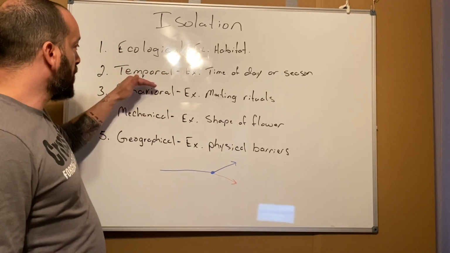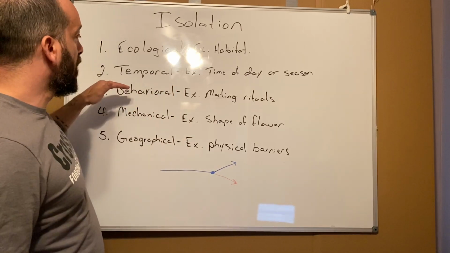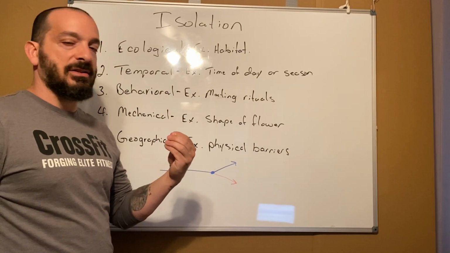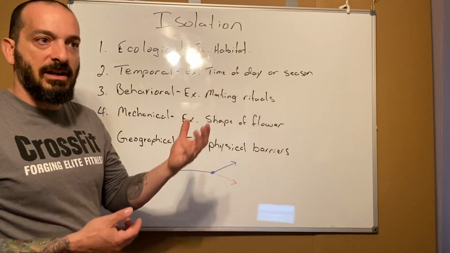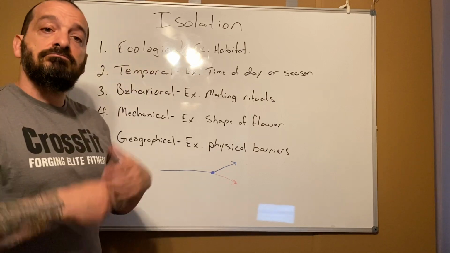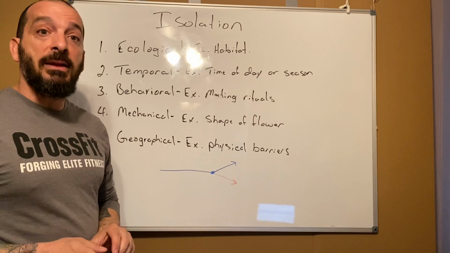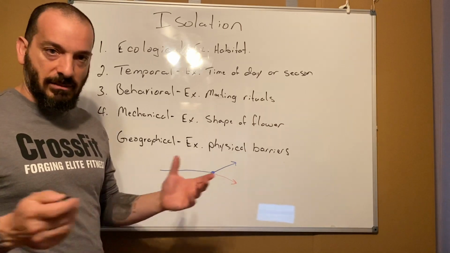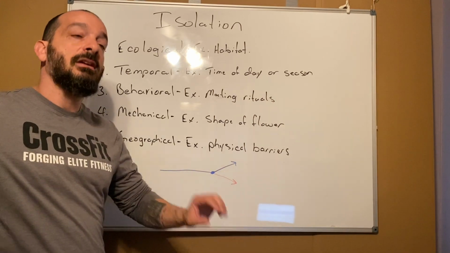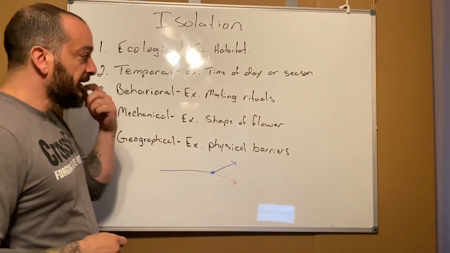Temporal. Temporal means when those organisms mate. There are lots of organisms that only mate during a certain time of year or a certain time of day, whether it's night or day or morning or whatever. So for some reason, these organisms can change when they mate. And if that mating time stays apart long enough, then over a long enough period of time those organisms will become different species.